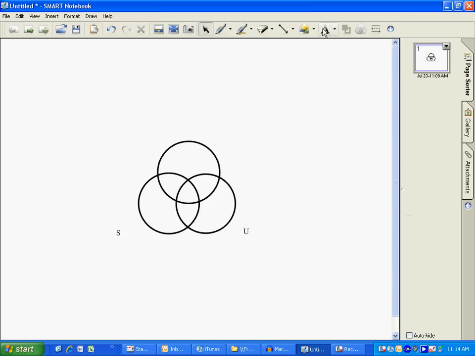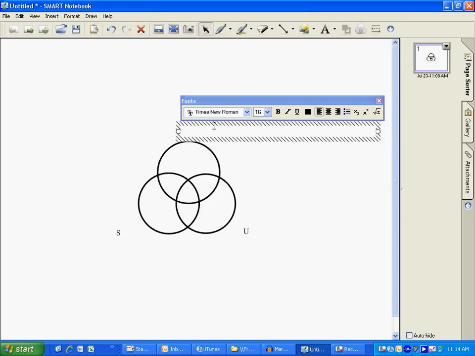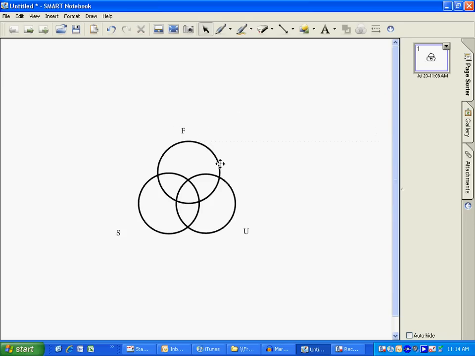The middle term is snowflakes. Now we used S, so we can't use S again, so let's make snowflakes F for flakes. Okay, again, it doesn't matter what letters we use, but generally, obviously, we try to use letters that are representative of what we're talking about. So we've got S, U, and F. All right, now, the first premise is some snowflakes are not uniform solids.